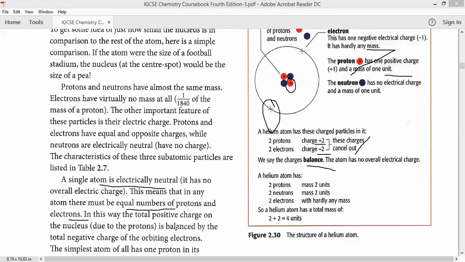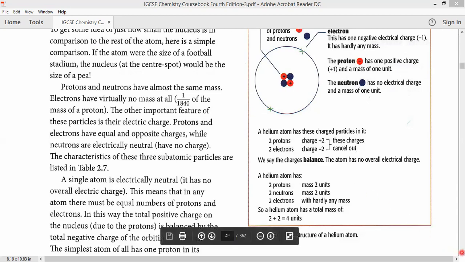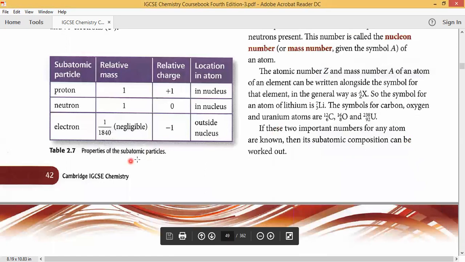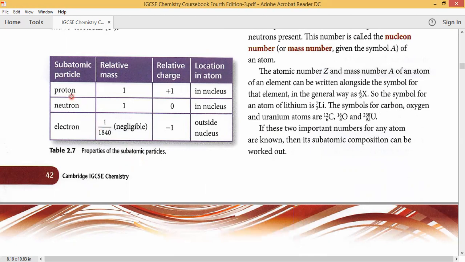So the number of neutrons can be different, and that's going to happen in most cases, apart from the first 20 basic elements, in which case mostly the number of neutrons and protons would match. But for the rest of the periodic table, they mostly won't match. The number of protons and neutrons would be different. Moving up ahead, this book caters the entire portion in a table at the bottom of this page, page number 42, table 2.7. And we're going to write a couple of things in this table.